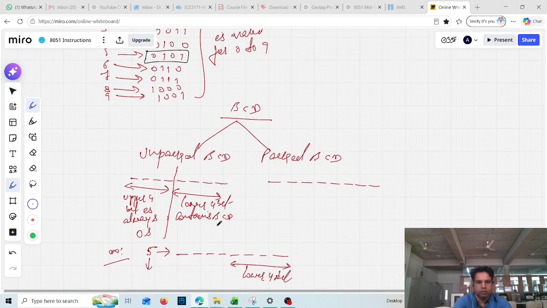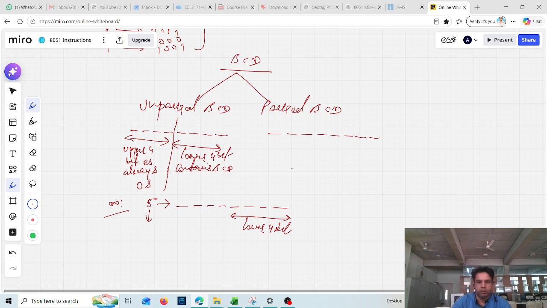This is the lower 4 bits, and the upper 4 bits are by default zeros. So this is the upper 4 bits, which should be zeros. This is called unpacked BCD.